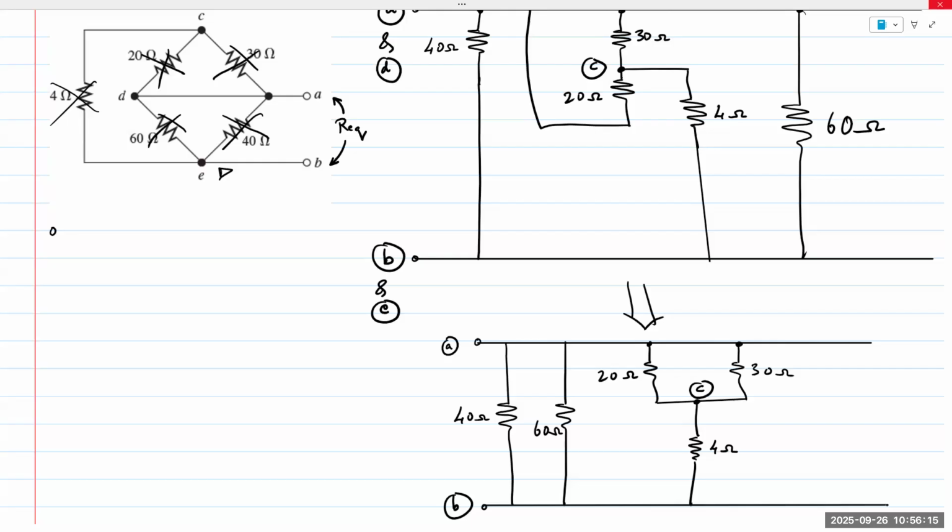My brain can look at it and see that 20 and 30 are in parallel. And once we reduce those parallel resistors, what is the relationship between that and the 4 ohm resistor? They would be in series. And then once you reduce that to one single resistance, all 3 of them are in parallel. That is my REQ between A and B.